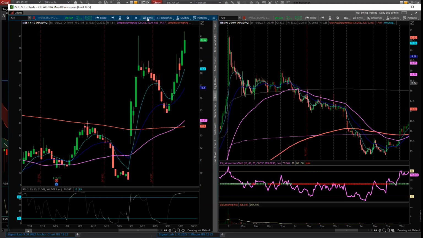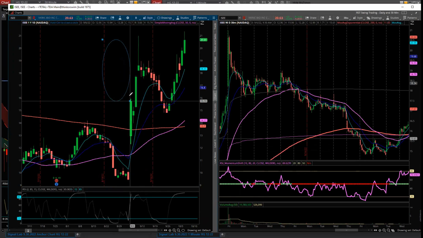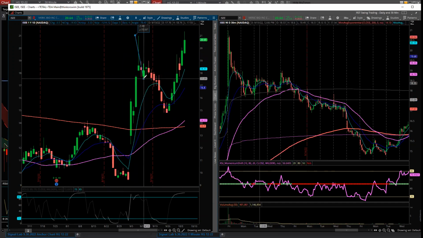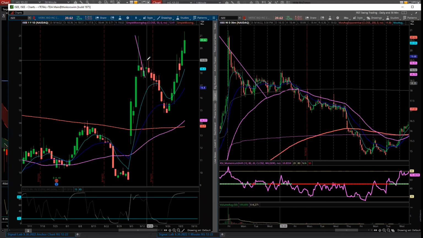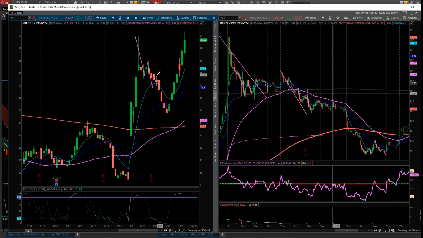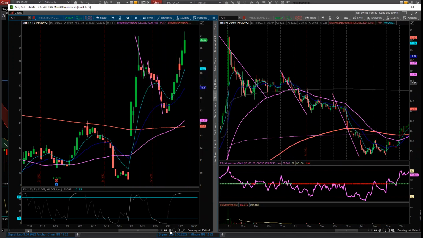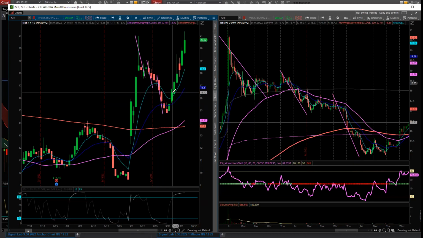Where are the drawing tools on this thing? Oh, down here. So here's 1, right? There's 2. There's 3. Okay, there's my 1, 2, 3 pattern. The RSI is oversold. So where's the entry? Close back above that 8 EMA. So if you're going to trade this off the daily, you'd be entering long right there.